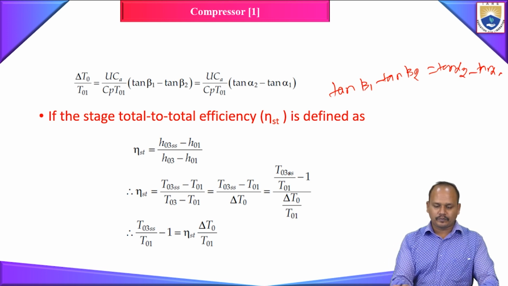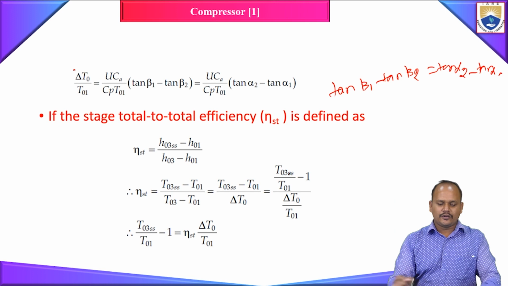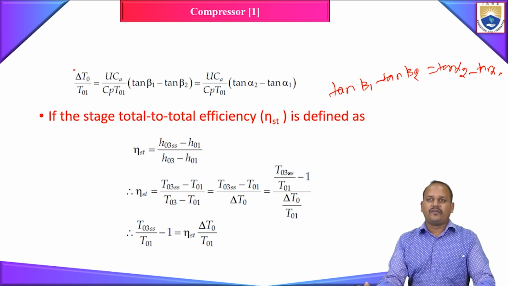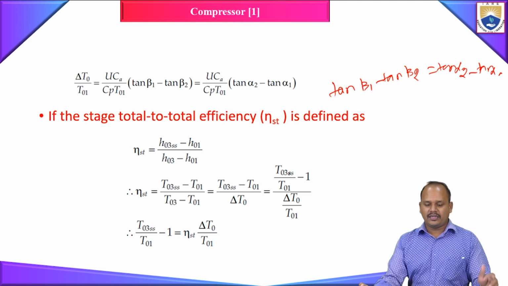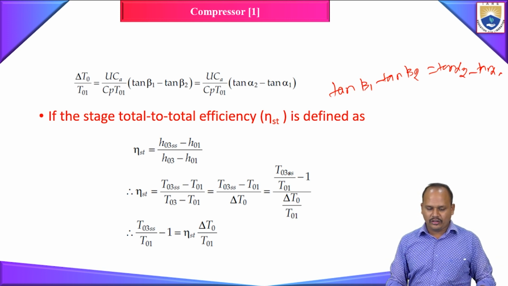Okay. So if I define the stage total to total efficiency, that is the efficiency of our compressor, what is the efficiency of our compressor? Basically it is the ratio of, we have already seen the definition of the efficiency of your compressor.